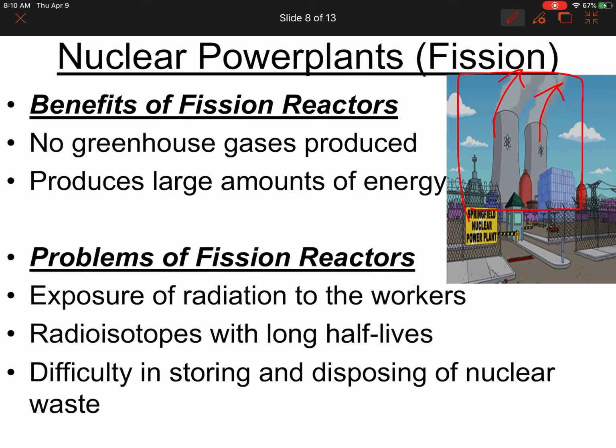Okay, so let's go over the benefits, guys. The benefits of fission reactions. Fission, remember we said fission is when you're splitting the nucleus. Think of the atomic bomb. Okay. Well, there are no greenhouse gases. No CO2 is emitted. No other types of greenhouse gas. No methane is emitted, no CH4. And it also produces large amounts of energy. In other words, these nuclear power plants can actually power cities, okay?